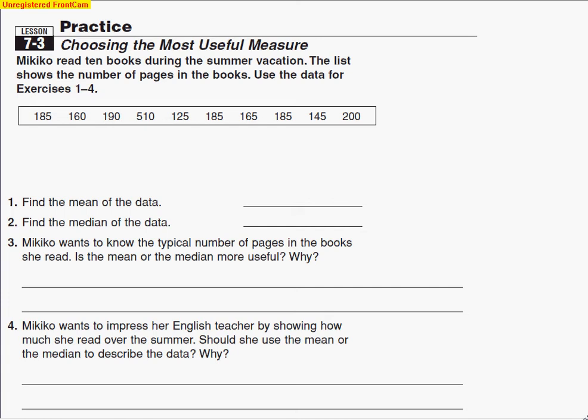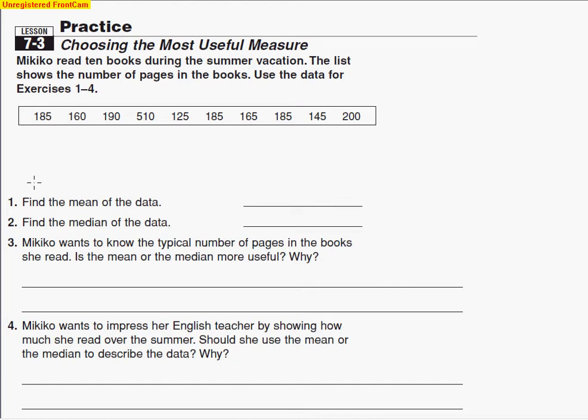Today we will be choosing the most useful measure. So remember, we've got these central tendencies, and we're going to be looking at two of them in particular today, the mean and the median, for the first part of this lesson. So here's a data set, and Makiko read 10 books during the summer vacation. The list shows the number of pages in the books. Use the data for exercises 1 through 4.